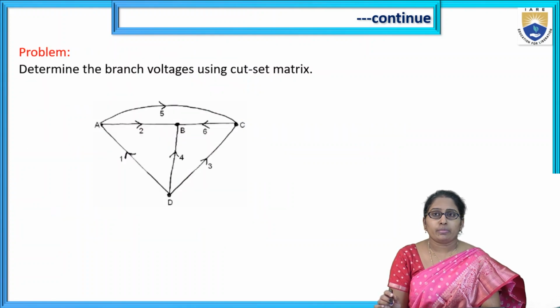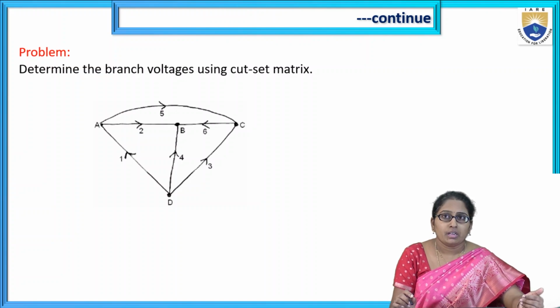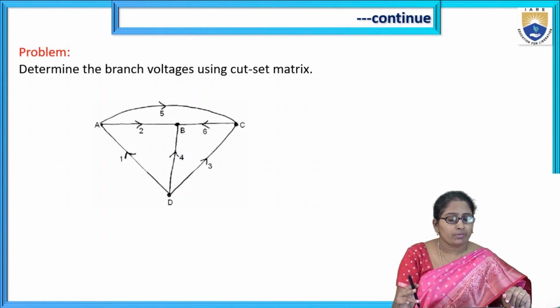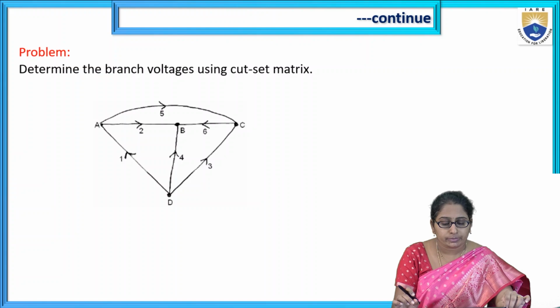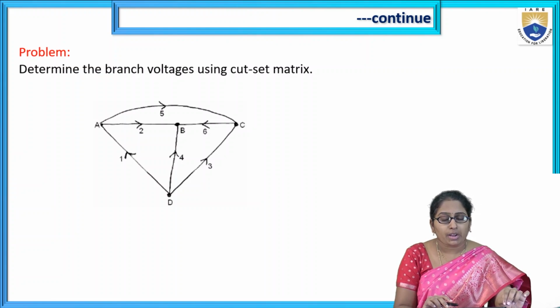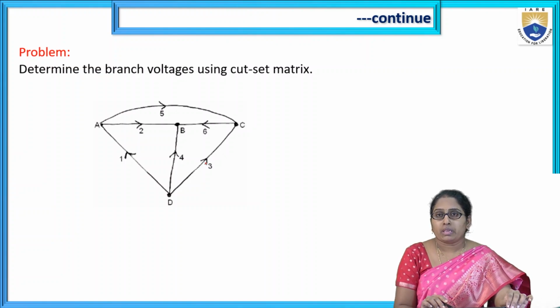So let's look at the problem: how to find the branch voltages as well as branch currents. The first problem is: determine the branch voltages using the cut-set matrix. The graph is given in the problem.